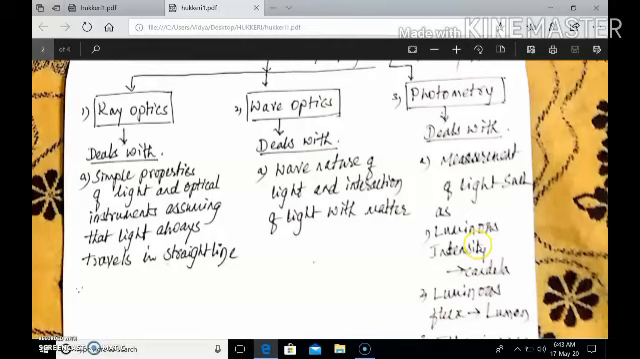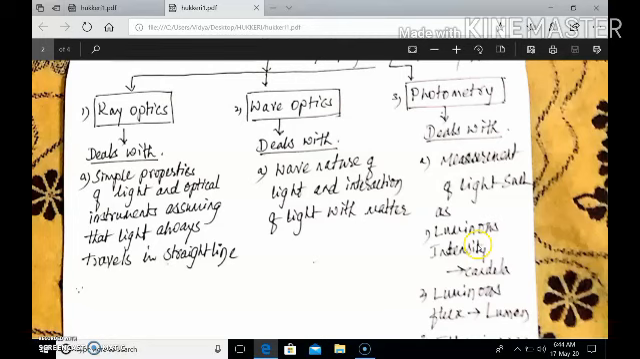Wave optics. The properties of light like interference of light, diffraction of light, and polarization of light can be explained on the basis of the wave nature of light. So wave optics deals with the wave nature of light and interaction of light with matter.